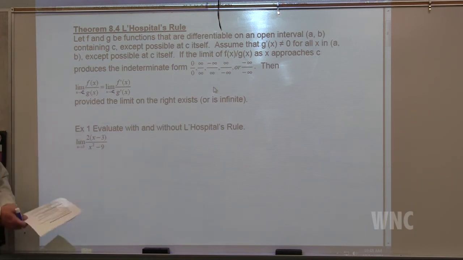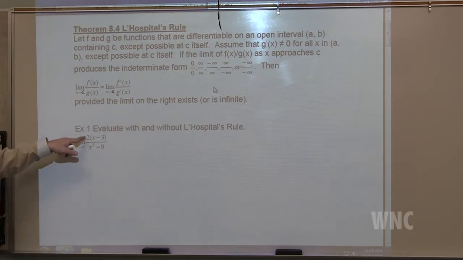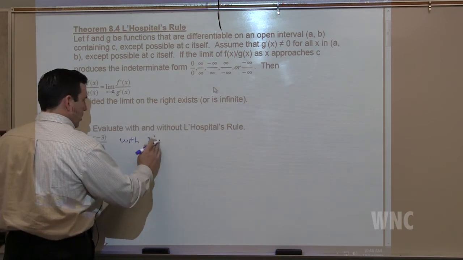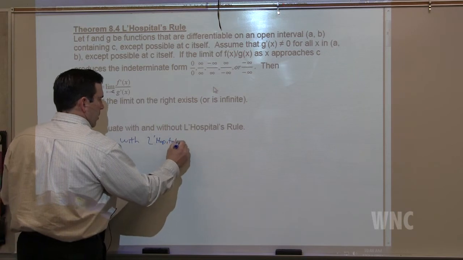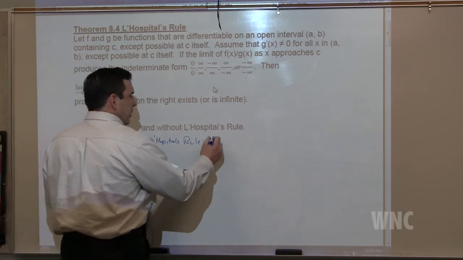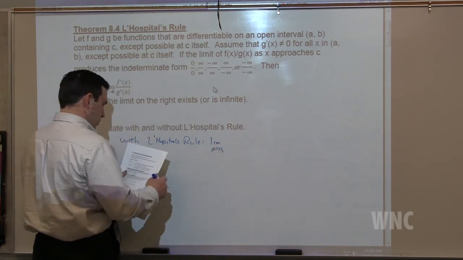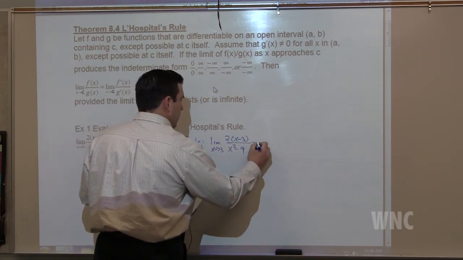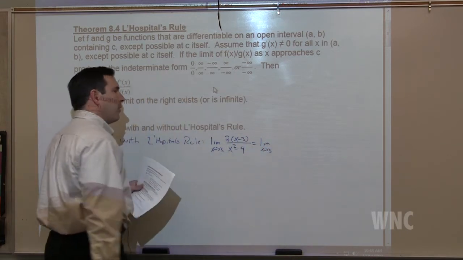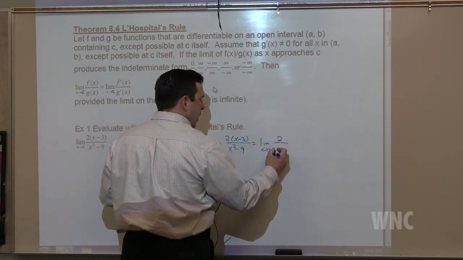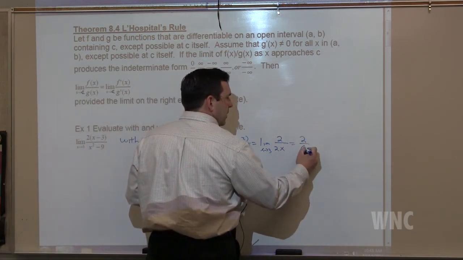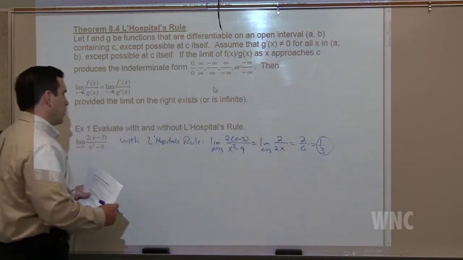So evaluate with and without L'Hopital's rule the limit as x approaches 3 of 2 times the quantity x minus 3 over x squared minus 9. So with L'Hopital's rule, you have the limit as x approaches 3 of 2 times the quantity x minus 3 over x squared minus 9. Now the derivative of the numerator is just going to be 2, and the derivative of the denominator is going to be 2x. As x approaches 3, that's 2 over 6, which is 1/3.